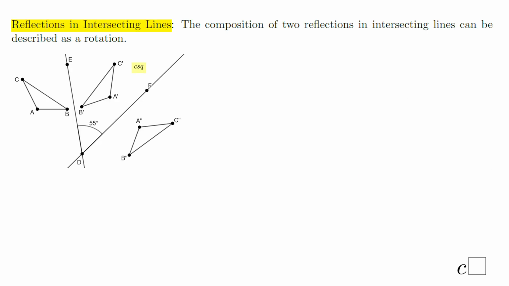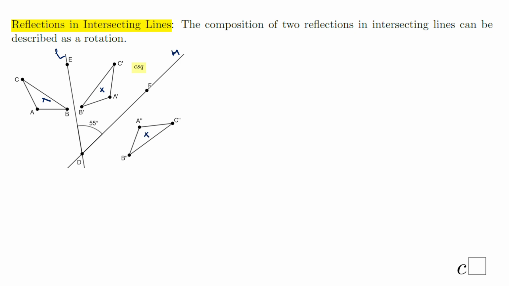Another special composition of transformation is reflection in intersecting lines. So you notice here we have these two lines, DE and DF, or you can call them L and M. Either way will be good. First we reflect this triangle over the first line, we get this triangle, and then we reflect this one over this and get this one.